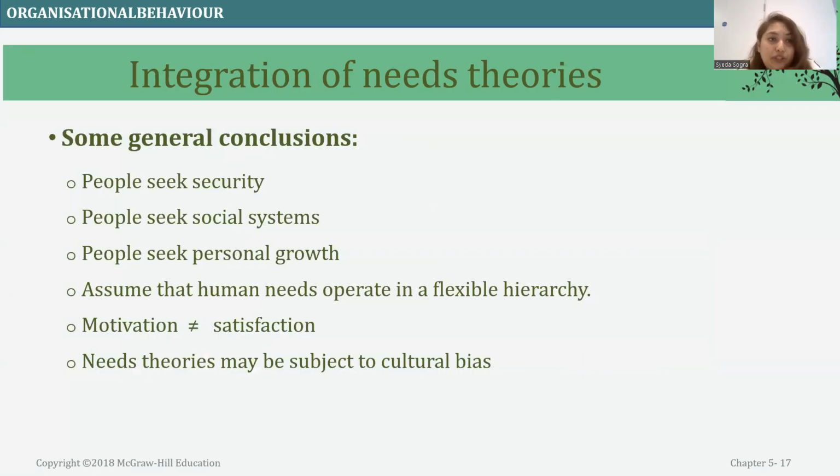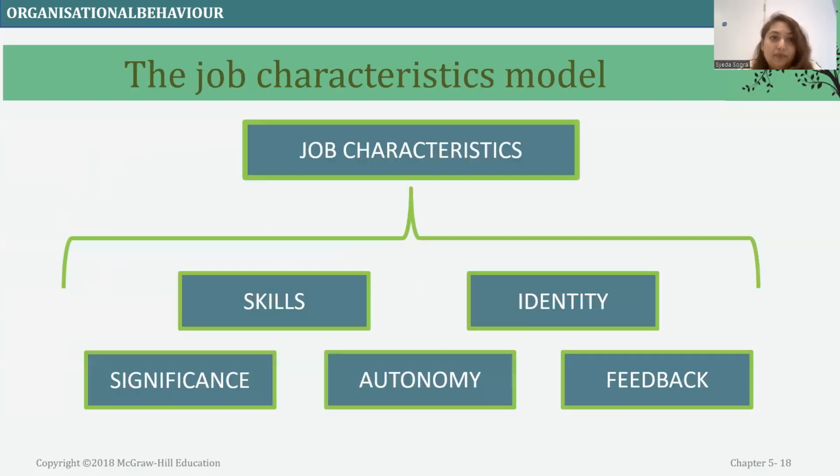For the integration of need theories, here is some general conclusion if we summarize it. As an employee, people always seek security. People seek some social systems. People seek personal growth. As an employee, if there's no personal growth, there's no point of staying in that organization. Assume that human needs operate in a flexible hierarchy. Motivation does not always lead to satisfaction, and new theories may be subject to critical or cultural bias.